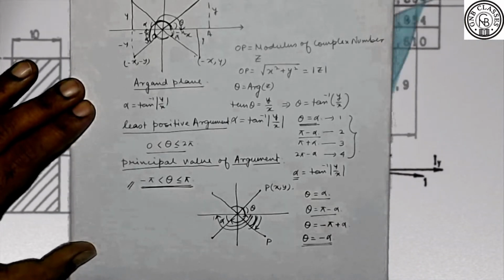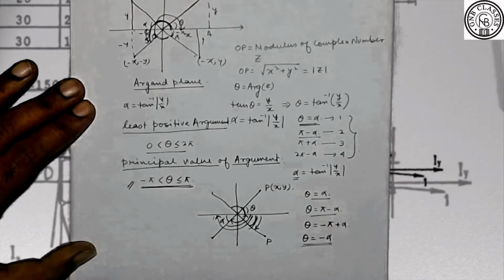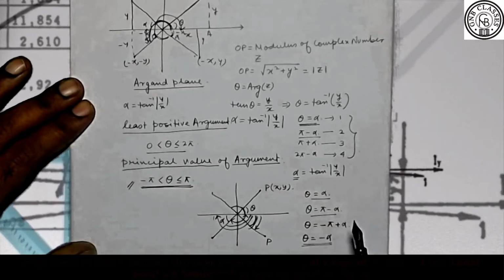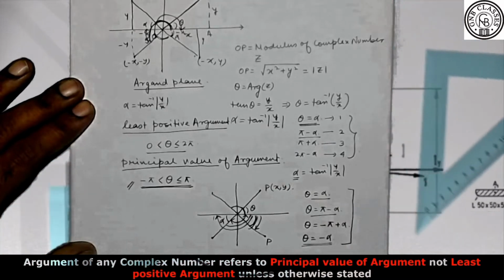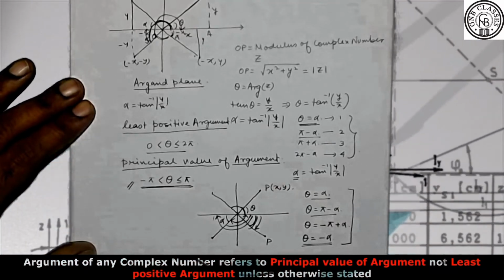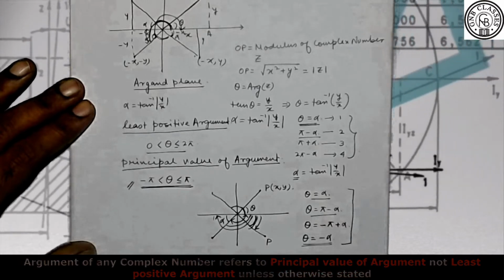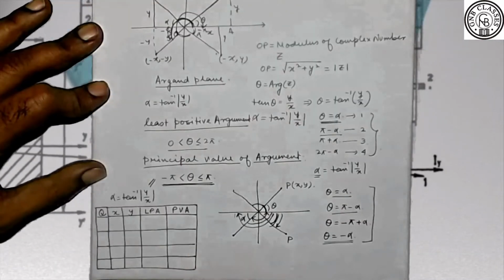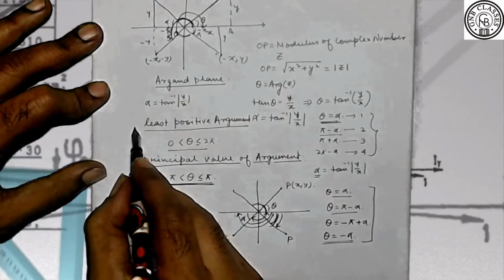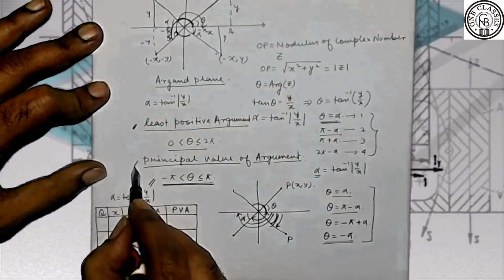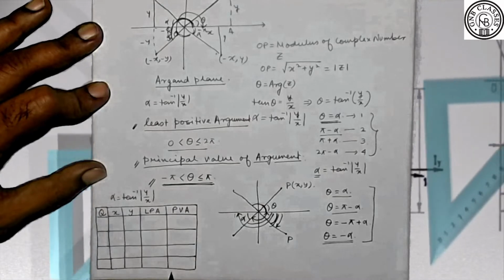Have you understood the difference between least positive argument and principal value of argument? So whenever we are talking about the argument of any complex number, we are always talking about the principal value of argument, not the least positive argument. Now let us make a summary of whatever we have done so far with least positive argument and principal value of argument in this table.